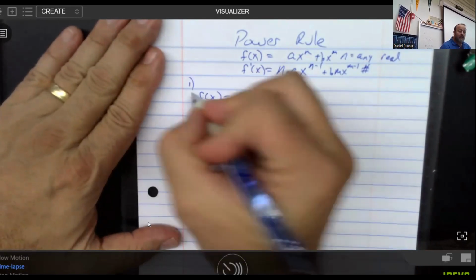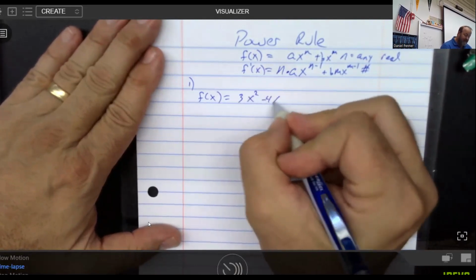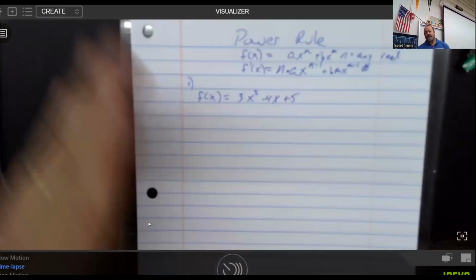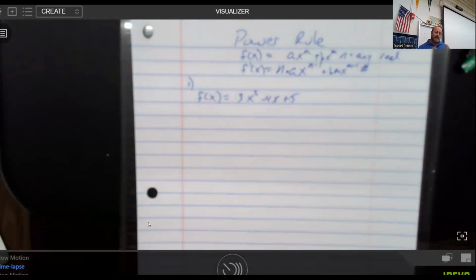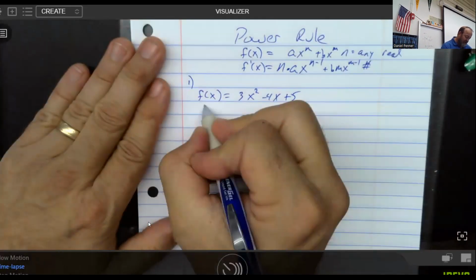So my first one would be 3x squared minus 4x plus 5. Now, again, every calc student hopes that their teacher would be kind enough to ask a question this simple on the test. They're usually disappointed because we don't usually ask questions at that level.